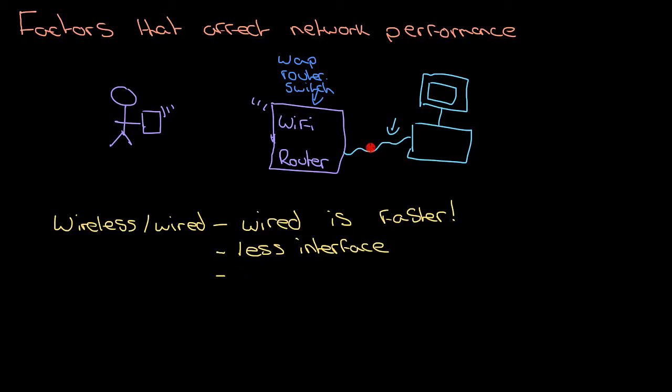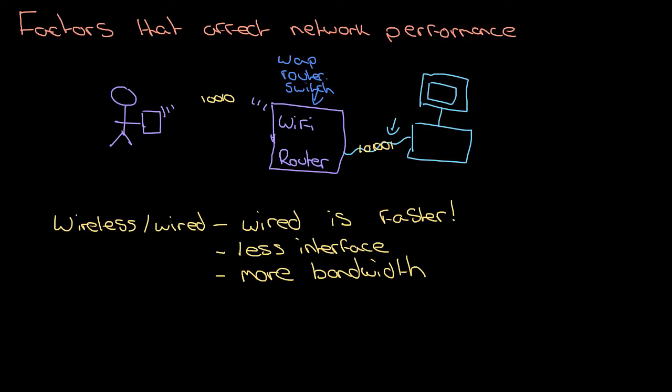You can also put more ones and zeros over this connection at any given second than you can through the air. It's just a bigger sort of pipe for data to go through. So that means they give you more bandwidth. So a wired connection immediately has an advantage over a wireless connection. So that's the first thing that can affect network performance.